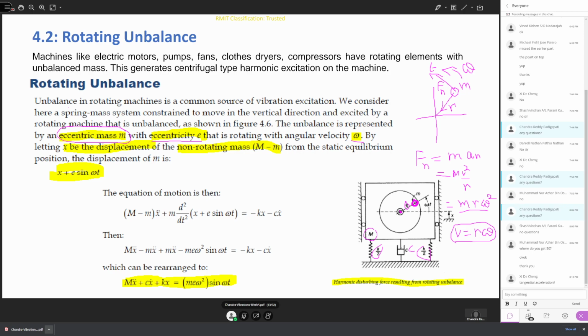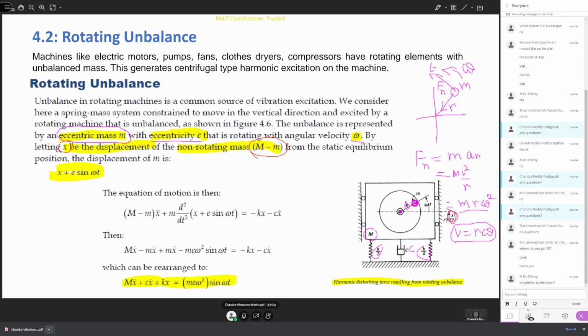For this system, we consider x is the displacement of the mass. So x is the displacement of the non-rotating mass. So the rotating mass is only small m. The entire mass of the system is capital M. So the non-rotating mass is capital M minus small m.